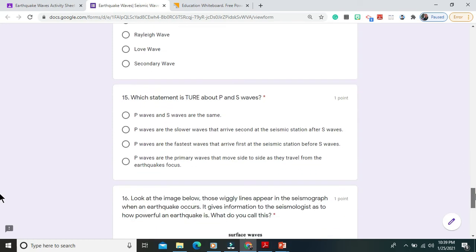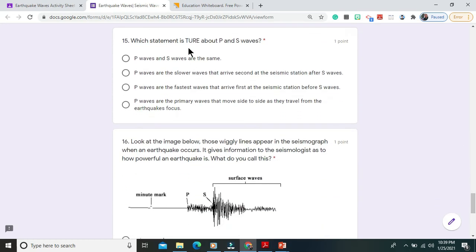Question number 15. Which statement is true about P and S waves? The correct answer is P waves are the fastest waves that arrive first at the seismic station before S waves.